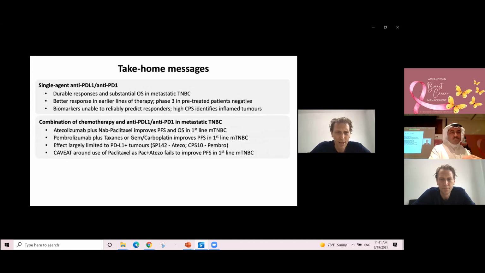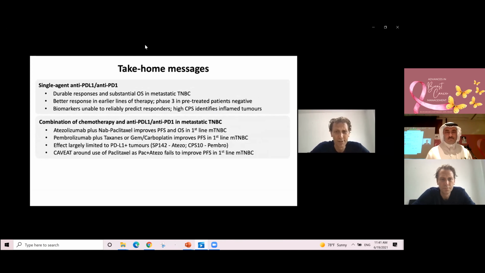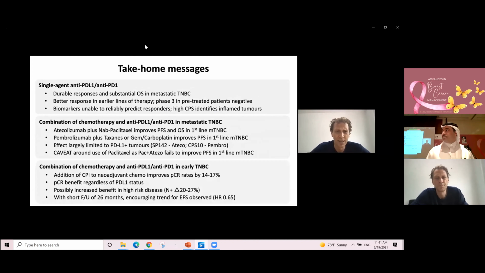The benefit is largely limited to PD-L1 positive tumors, and that's defined with the SP142 assay for atezolizumab or with the CPS10 assay for pembrolizumab. I would still put a caveat out there around the use of paclitaxel, as paclitaxel and atezolizumab failed to improve PFS in a first-line study. And we earlier discussed the benefits of chemotherapy and immune therapy in early triple-negative breast cancer, which I'm very happy to address in the discussions.